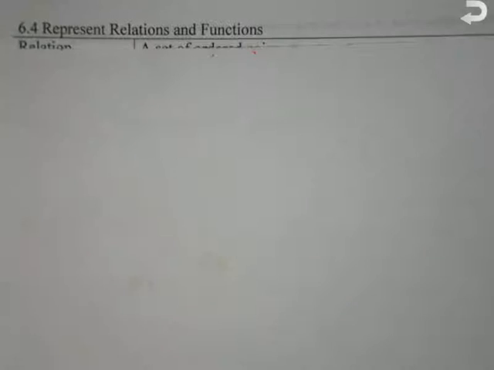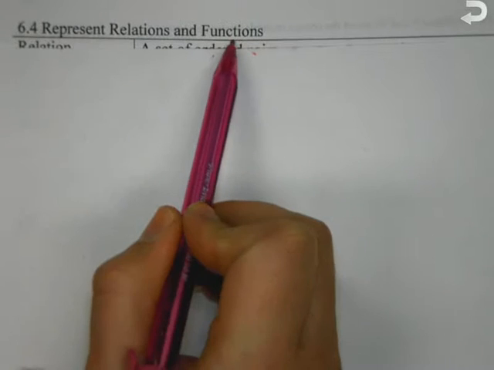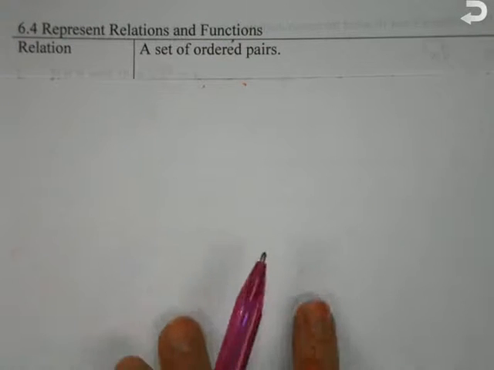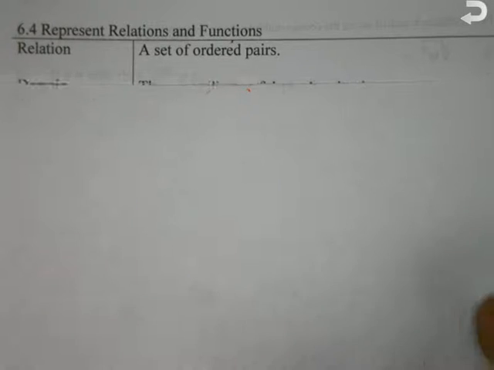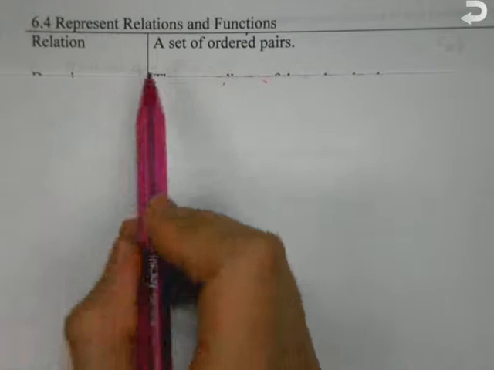So for 6.4, we are working with relations and functions. We have to define those terms first before we can move on. But we're going to be representing them, manipulating them a little bit, and evaluating. So first, what I need you to do is define a relation. A relation is a set of ordered pairs. So it's a group of coordinates all listed together.